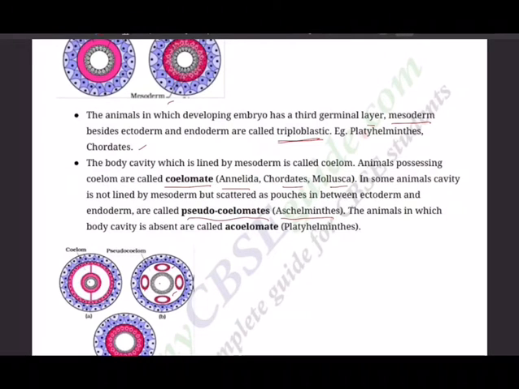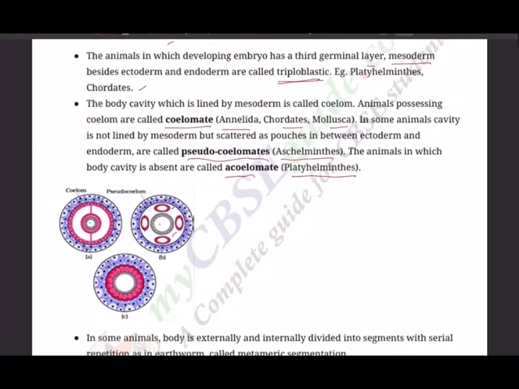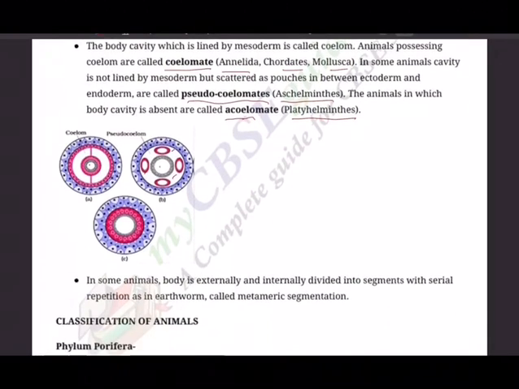The animals in which the body cavity is absent, there is no coelom at all, are acoelomate animals, Platyhelminthes. As the name says, flat. There is no need for coelom, acoelomates. So based on the presence or absence of body cavity, if coelom is there, coelomates. If coelom is not there, acoelomates. If coelom appears to be there in the form of pouches, then pseudocoelomate.